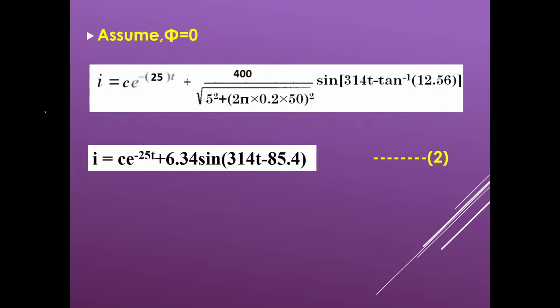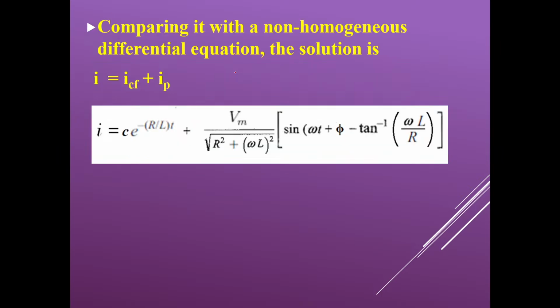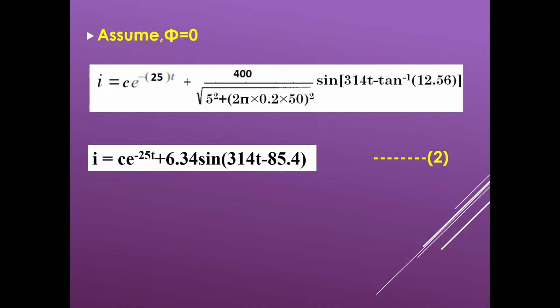Okay, so now substitute R value and L value in the above expression. And omega also, omega is nothing but 2 pi f. F is 50. So substitute all those values and simplify.